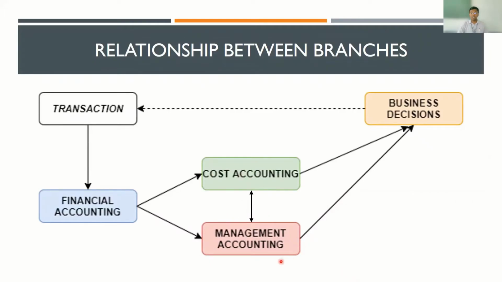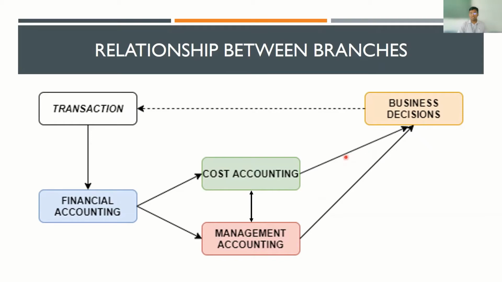Then the management accountant will come into the picture. The management accountant will take inputs from the financial accountant as well as the cost accountant. Based on the inputs that he's receiving, he will analyze the details and give suggestions to the management.